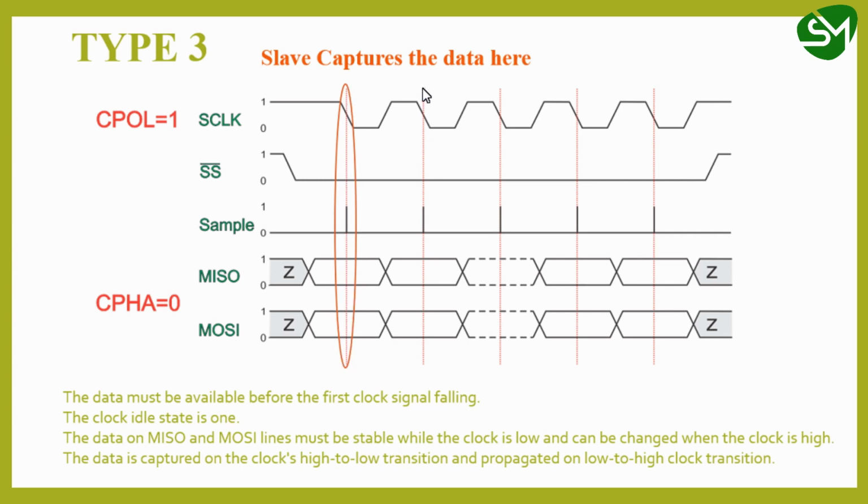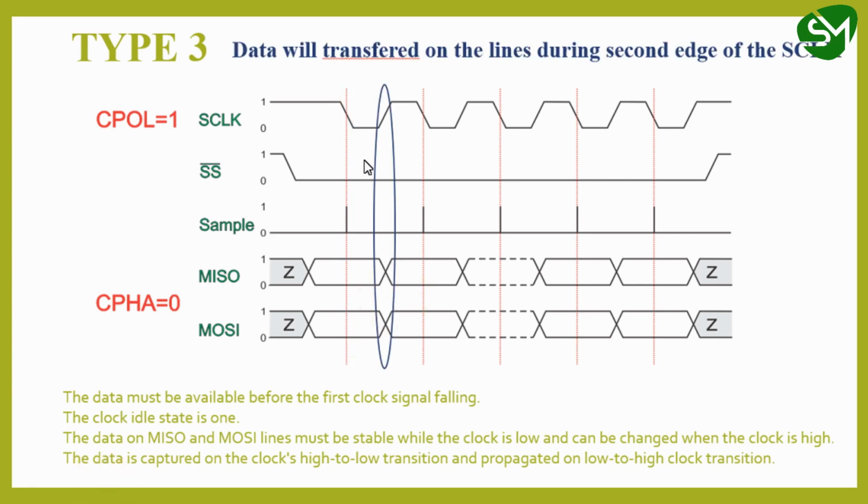As you can see here, in high to low, sampling is happening. High to low, sampled. High to low, sampled. And in the same type, you can see in the trailing edge, that is the second edge of the clock, the data in the miso and mosi line is being changed.